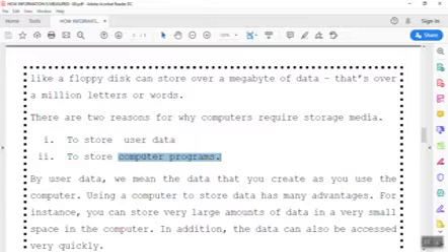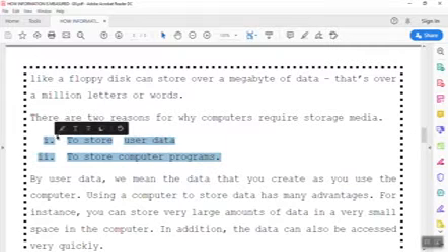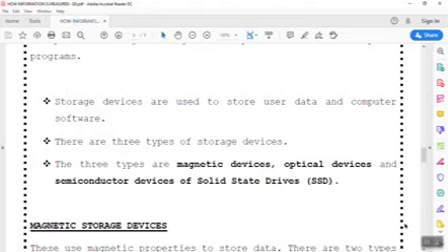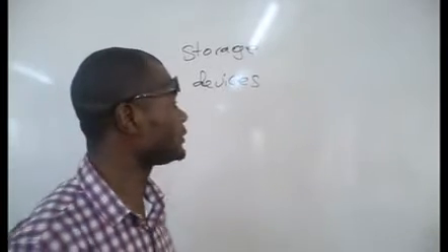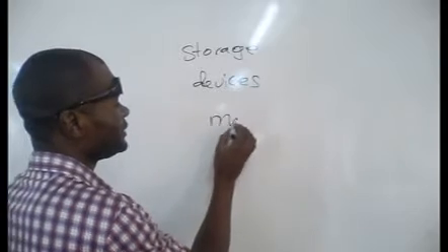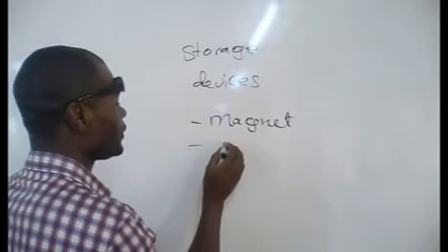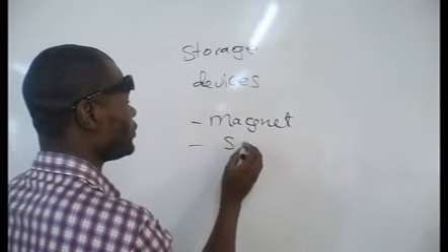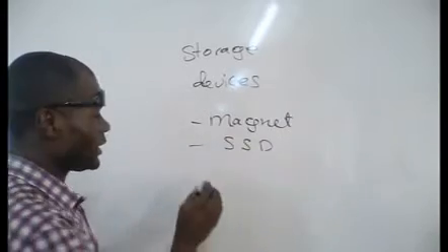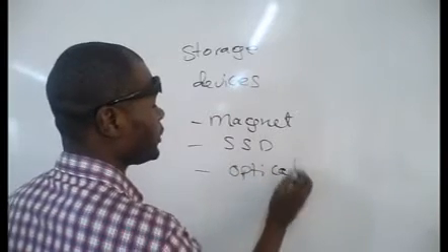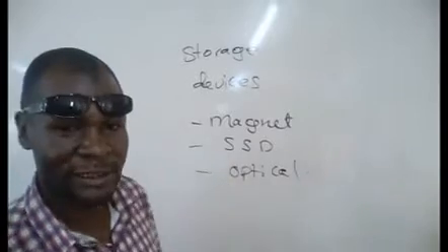And these are the two main reasons why we use storage devices. That is to store user data and to store computer programs. There are three categories of storage devices, and these go to what we call magnetic storage devices. We have what we call semiconductor or solid state devices, and we've got what we call optical devices.